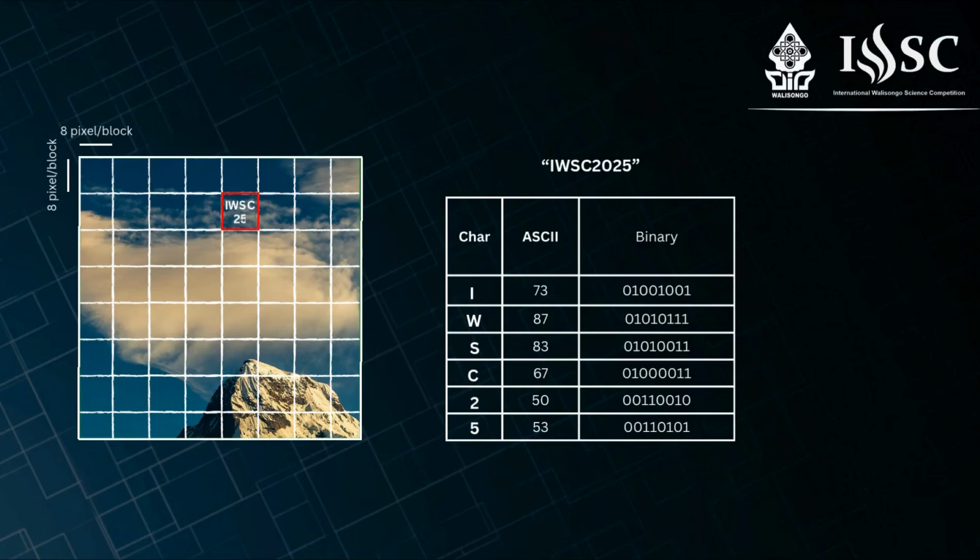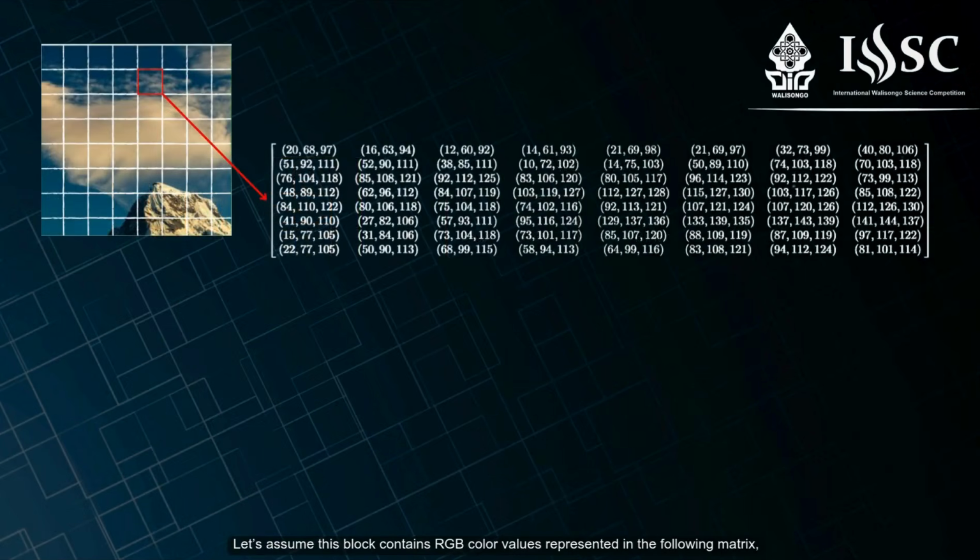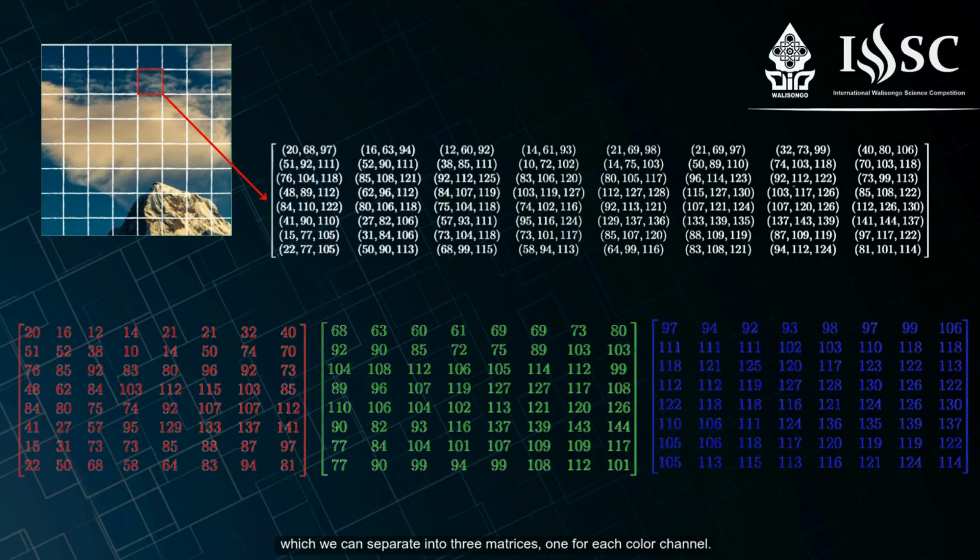Let's assume this block contains RGB color values represented in the following matrix, which we can separate into 3 matrices, one for each color channel. The message can be embedded into one of the color channels or across all channels. However, once again, to simplify the process, we will embed it only into the green channel.